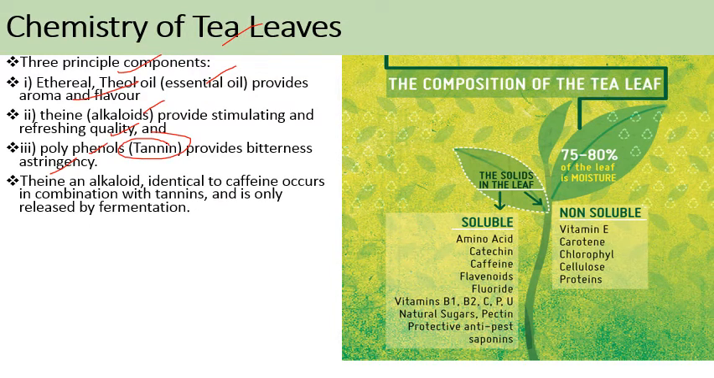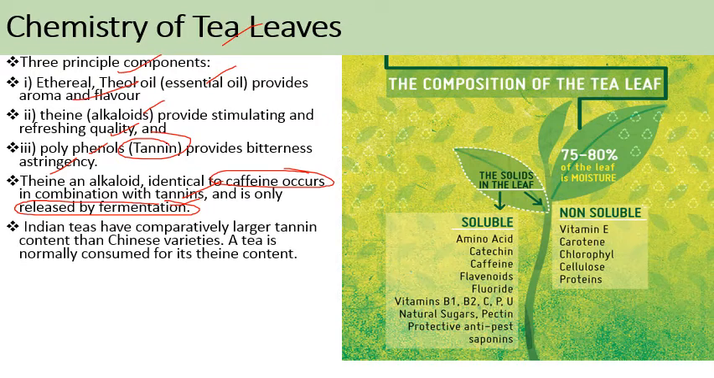Theine, an alkaloid identical to caffeine, occurs in combination with tannins and is only released by fermentation. तो ये जो pigment है और chemical है ये release होता है after fermentation or oxidation. Indian teas have comparatively larger tannin content than Chinese varieties. Our tea is normally consumed for its theine content. So जो हम tea को consume करते हैं, that is consumed for this theine, and it has a stimulating effect.